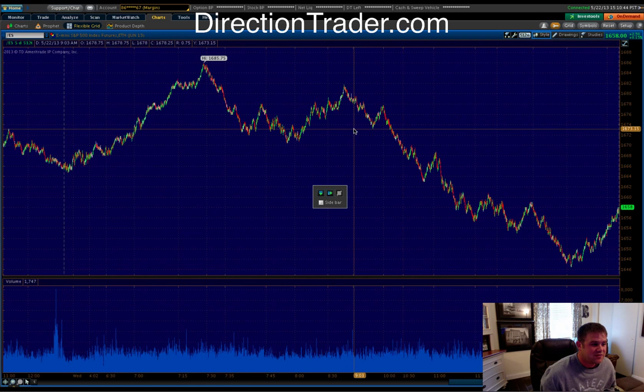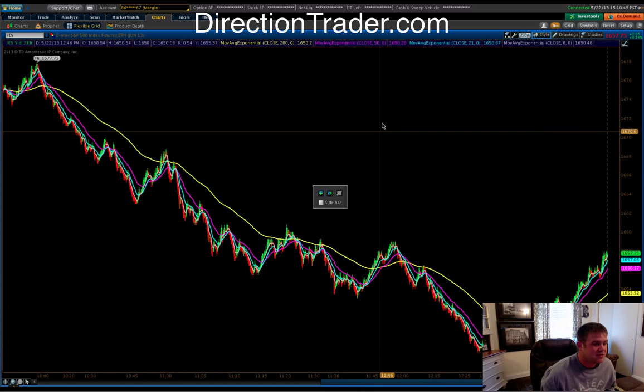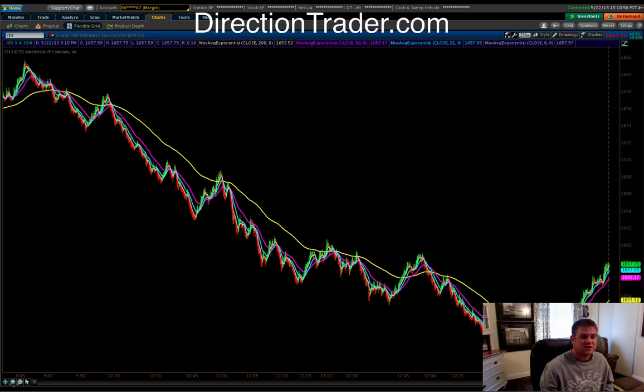Let's just do a 512 tick style, load style, 233 moving average. This is fine. Let's just do this. And I'm going to take this off so I can size this.